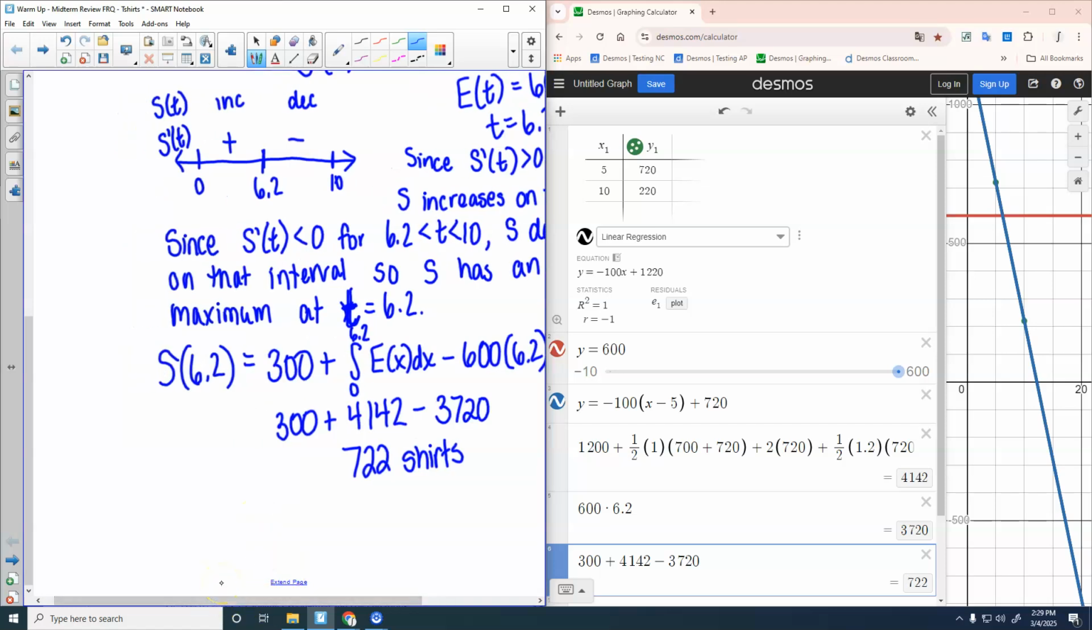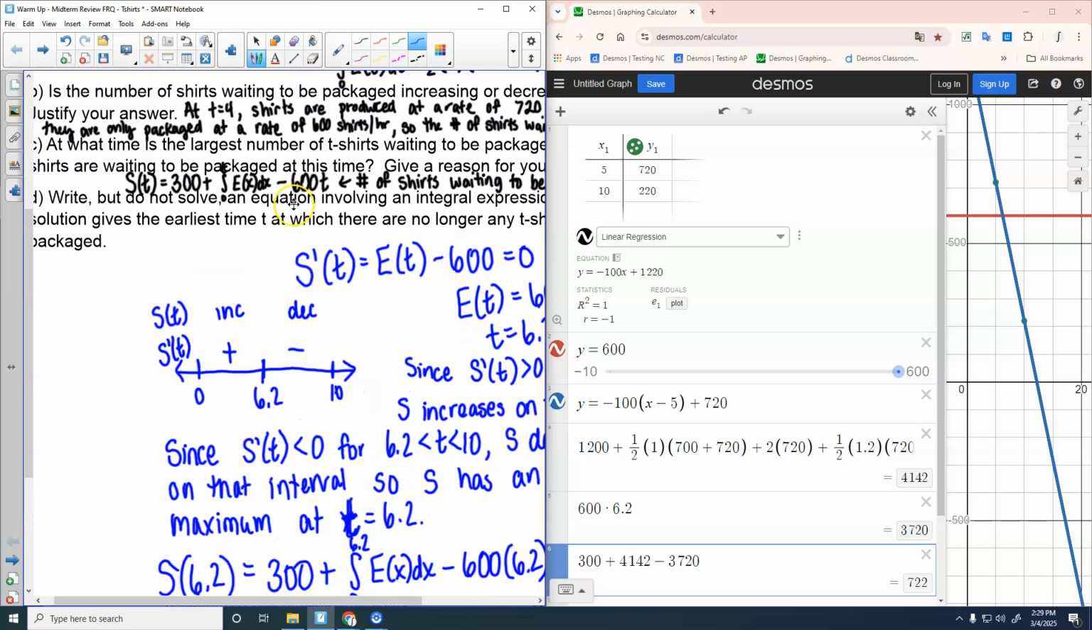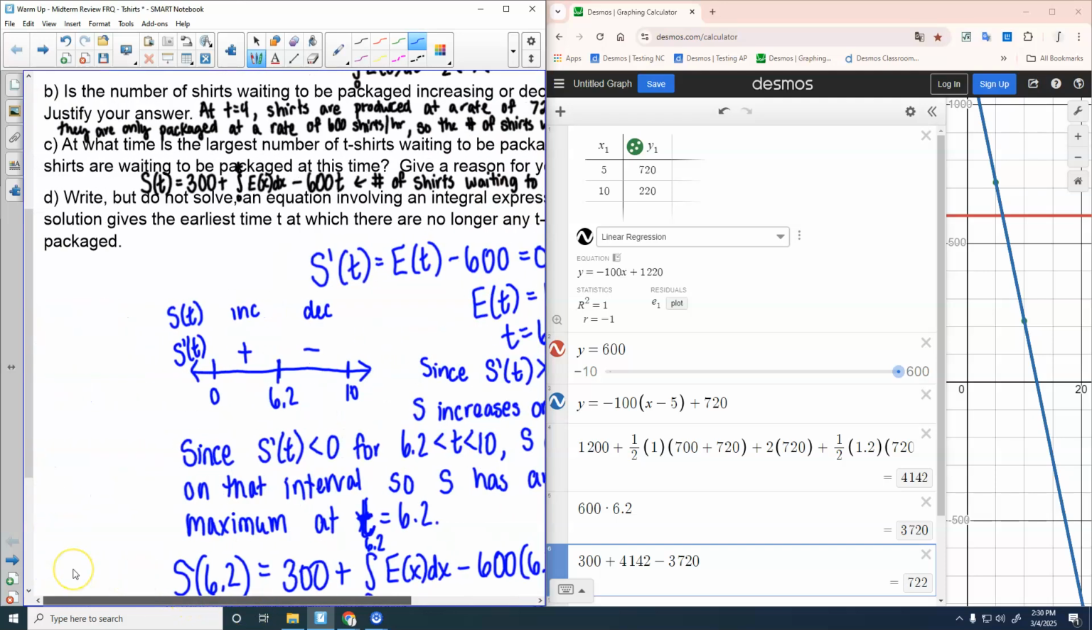Okay? All right, last part. Last part here says, write but do not solve. That's always kind of a nice thing to see, do not solve, because it usually means it's going to be quick. Write an equation involving an integral expression of E whose solution gives the earliest time at which there are no longer any t-shirts to be packaged.